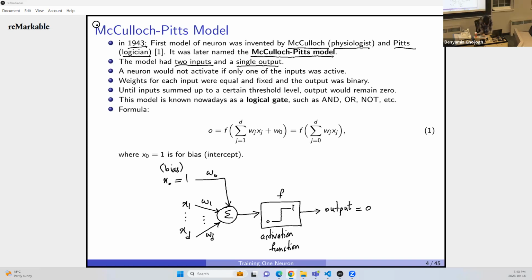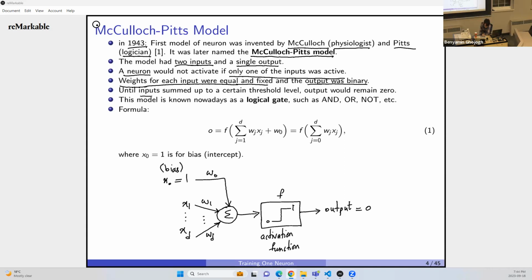So a neuron, they would not activate, this is their justification, if only one of the inputs was active. So they said, let's have a model which has two inputs. If both inputs are active, then the output becomes active, right? As you see, this is related to logic, right? And they also had weights for each input that were equal and fixed. So at that time, initially, it was fixed. They were not learning them. And the output was binary, 0 or 1, because of logic.